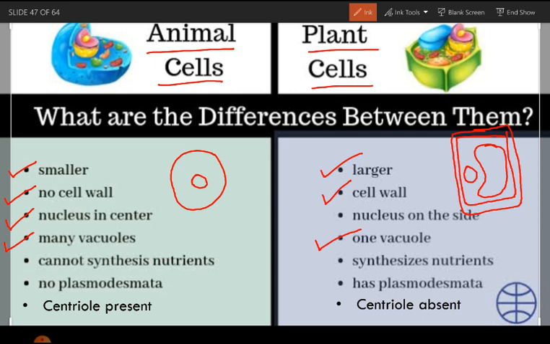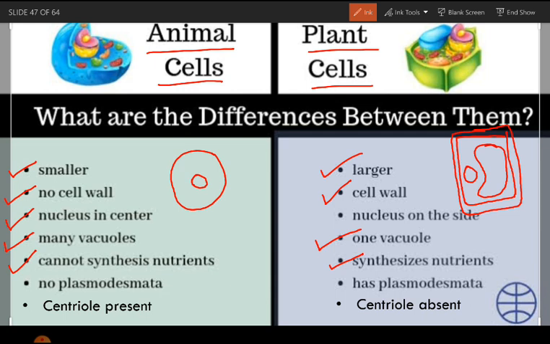The next difference is that an animal cell cannot synthesize nutrients because there are no chloroplasts in the animal cell, and the process of photosynthesis does not occur in an animal cell. While in plant cells, the nutrients are synthesized due to the presence of chloroplasts and because of the process of photosynthesis. So this is our fifth difference between animal and plant cell.